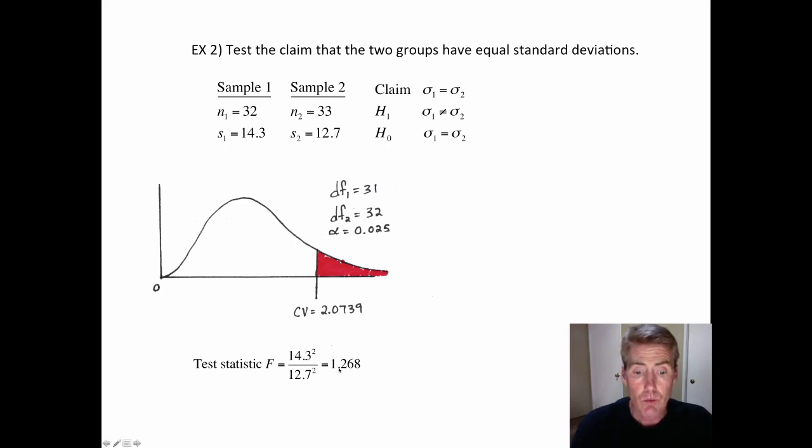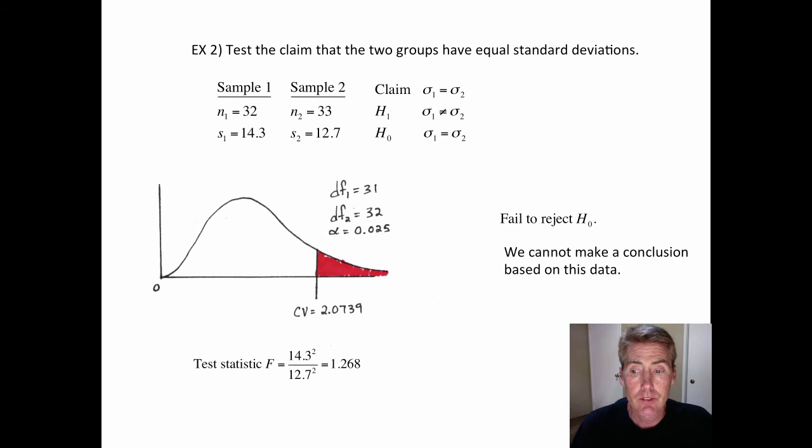This turns out to be a 1.268, which is not big enough to go past the 2.07, so that means failed to reject. We did not prove anything. So we cannot make a conclusion. There's not enough evidence. Okay, one more example.